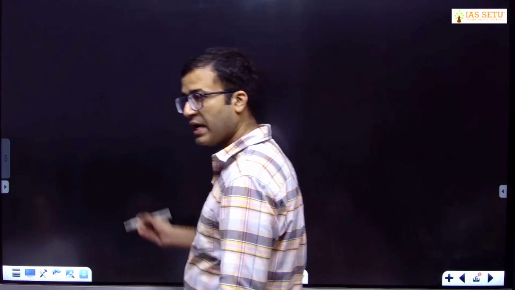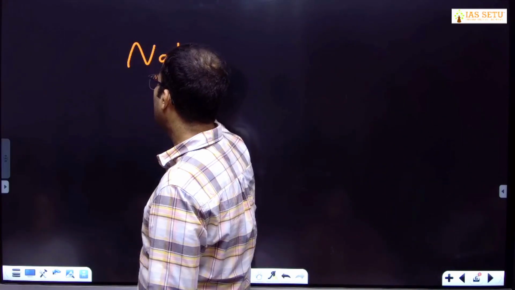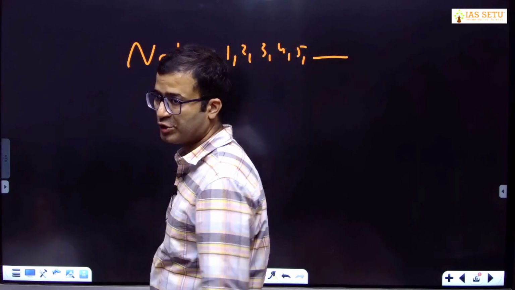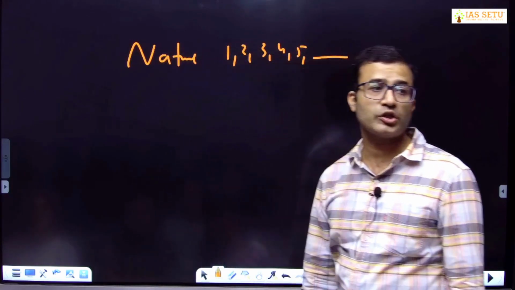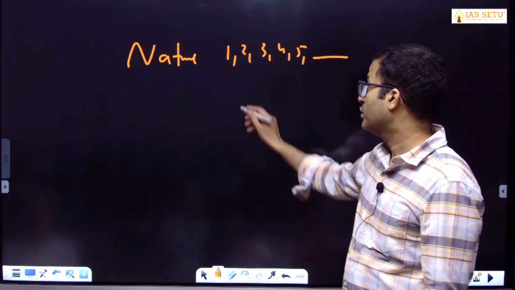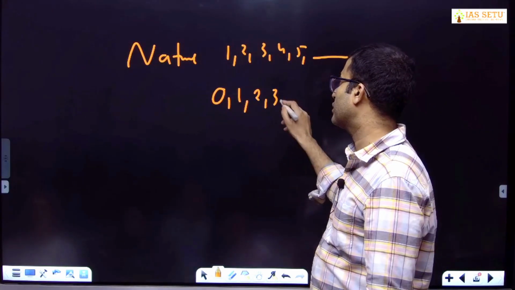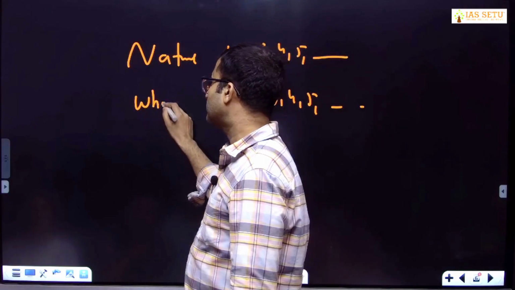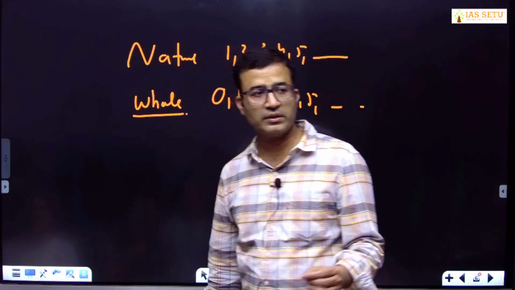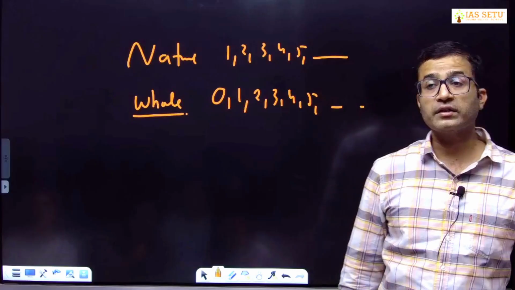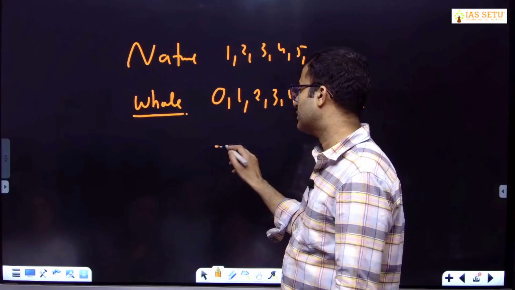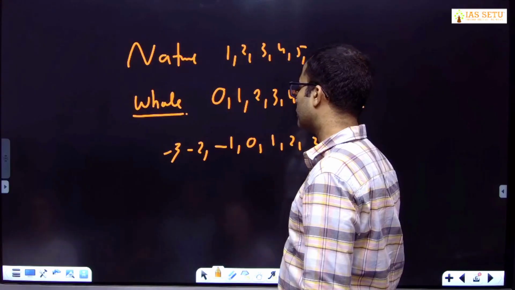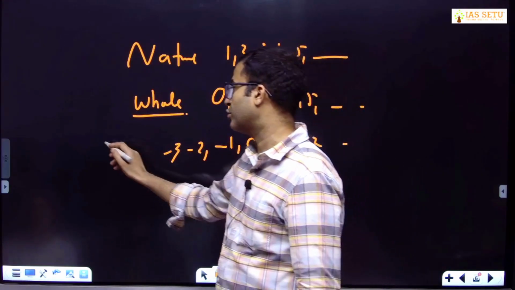Natural numbers. I think all of you know natural numbers. You have 1, 2, 3, 4, 5, 6. These are natural numbers. Now tell me, in these natural numbers, if I add 0, 1, 2, 3, 4, 5 and so on, what does it become? Whole numbers. So natural numbers plus 0 is the whole numbers. In these whole numbers, when you add negative integers, -1, -2, -3, 0, 1, 2, 3, 4, it is a complete set of integers.